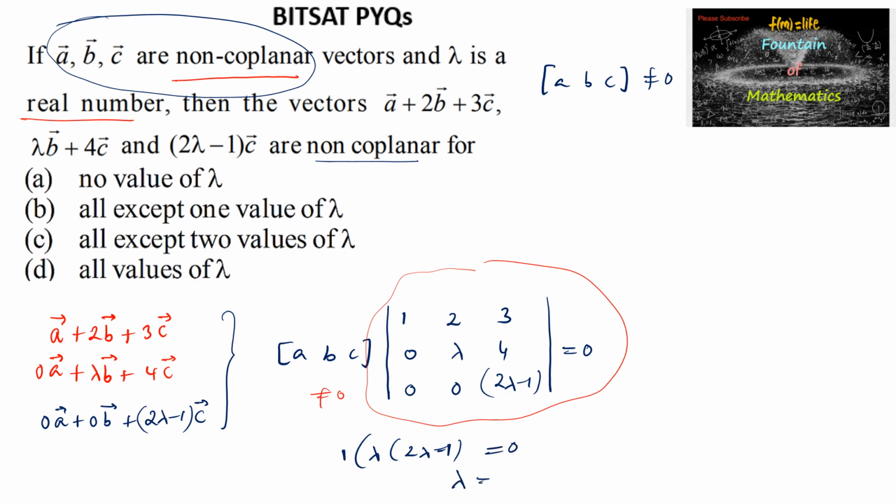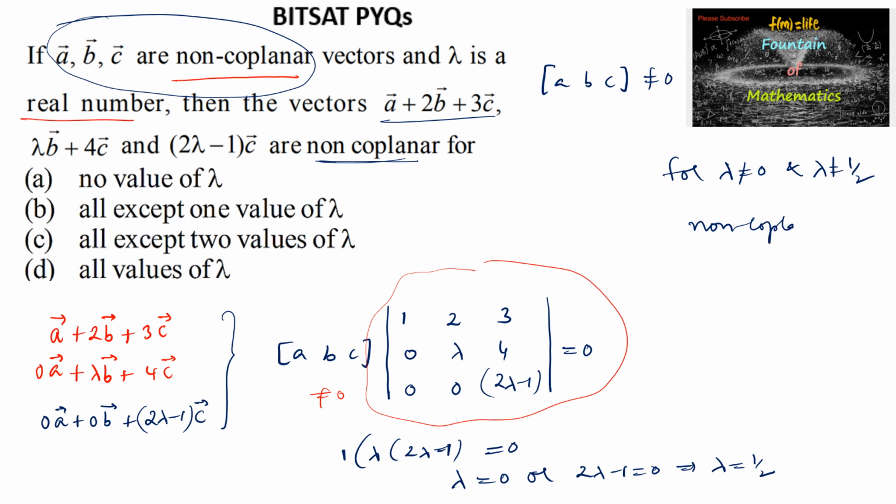So we can write lambda is equal to 0, or 2 lambda minus 1 is equal to 0, which implies lambda is equal to 1 by 2. So we can conclude that for lambda equal to 0 and lambda equal to 1 by 2, the given vectors are coplanar. So for lambda not equal to 0 and lambda not equal to 1 by 2, the given vectors are non-coplanar. So we can go with an option. These are non-coplanar except two values of lambda, that is 0 and 1 by 2. Option C.